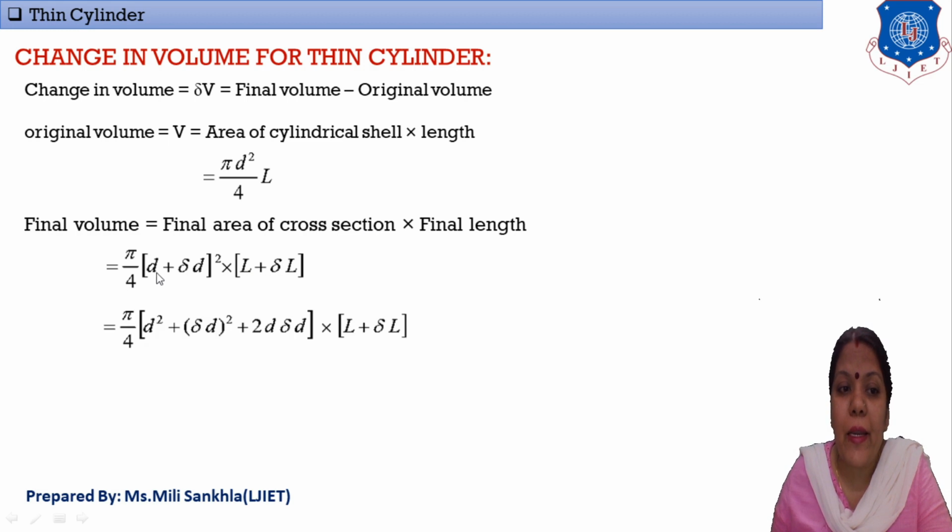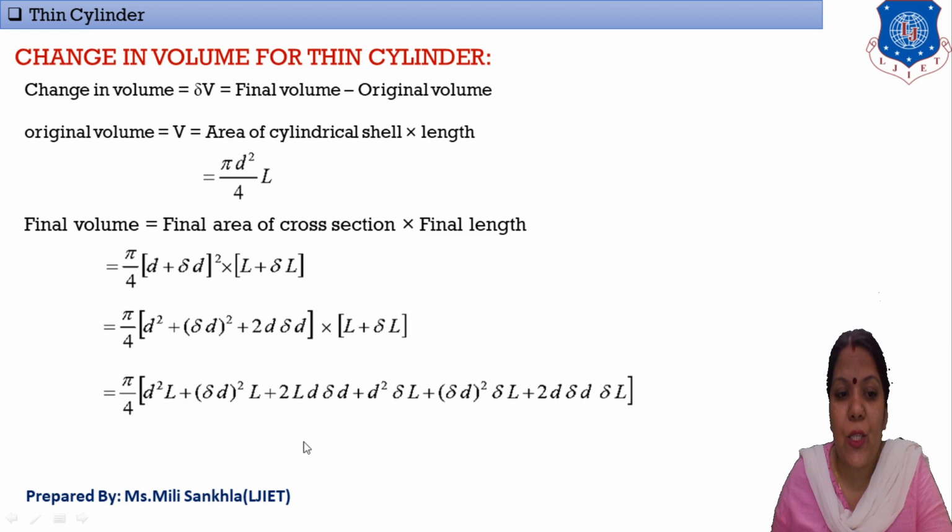Now expand this term. Pi by 4, and in the first term, the expansion of a plus b square, in brackets: d square plus del d square plus 2d del d, into the second term L plus delta L. Next, one by one, we multiply the first term with L and then with delta L. Pi by 4 d square into L, del d square into L, then 2d del d into L. The multiplication with the first value L is complete.